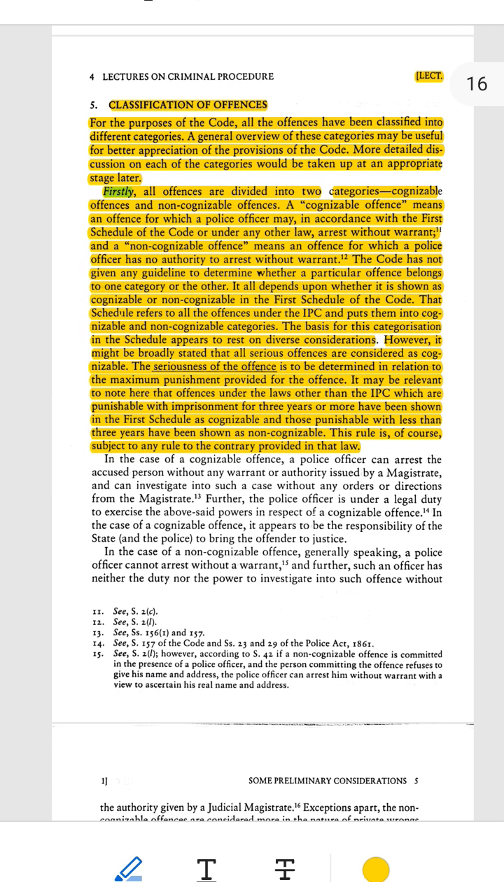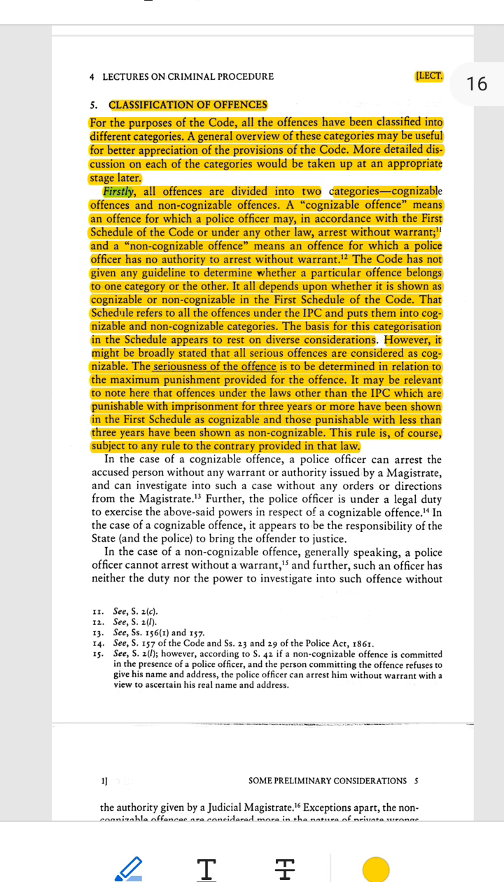They need permission from a judge before arresting the person or starting an investigation. Examples of non-cognizable offences: public nuisance, making loud noises in public; defamation, damaging someone's reputation; minor fights, slapping or pushing someone. Why do police need permission? These offences are not urgent or life-threatening. For example, if someone writes something mean about you, the police will first ask a judge if they can investigate.